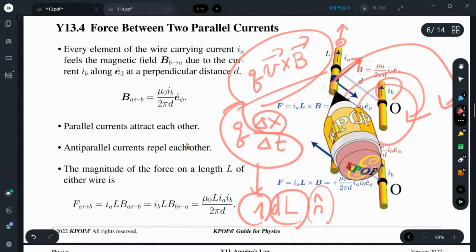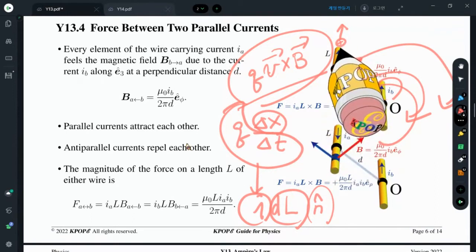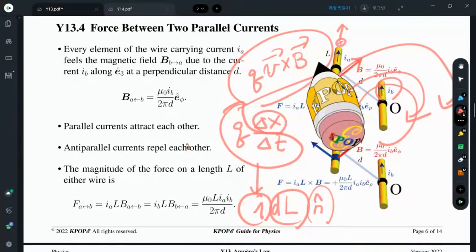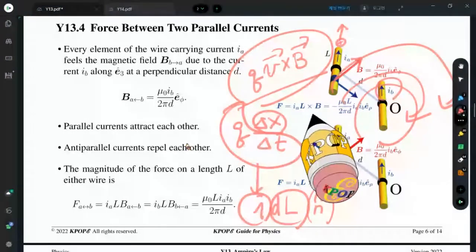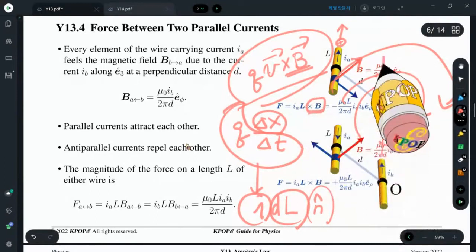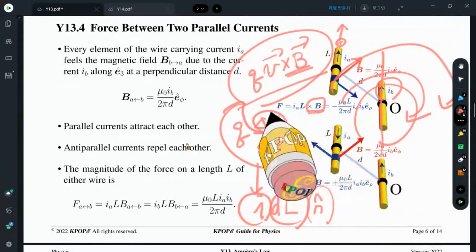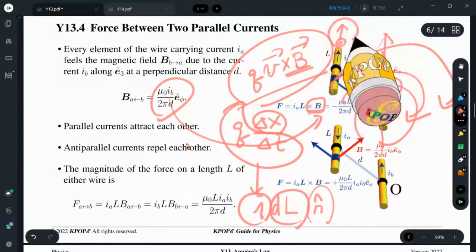Therefore, the magnetic force applied to a current should be of this form. QV cross B should be replaced with I length, and then this cross B is common. We know how to compute the magnetic field due to this current according to the Biot-Savart law. The result is this. Substitute.